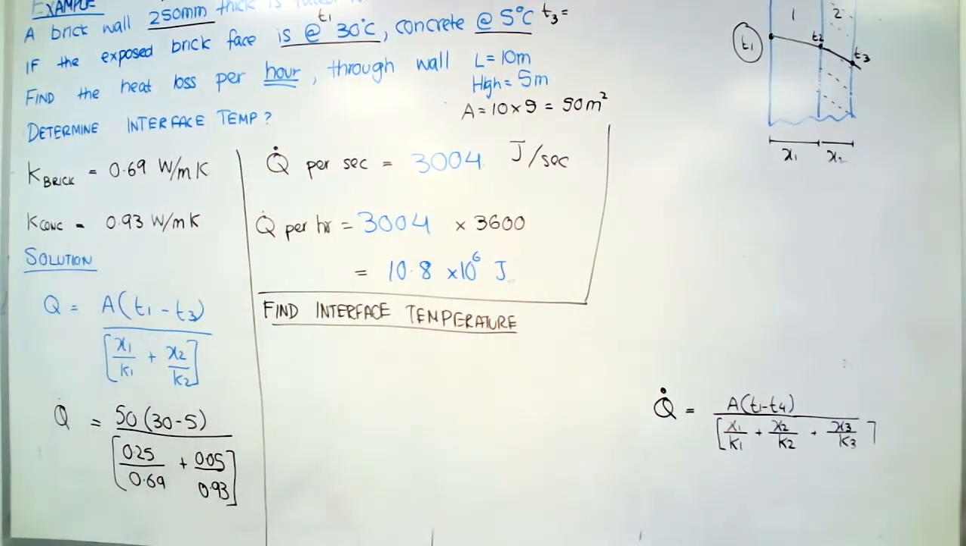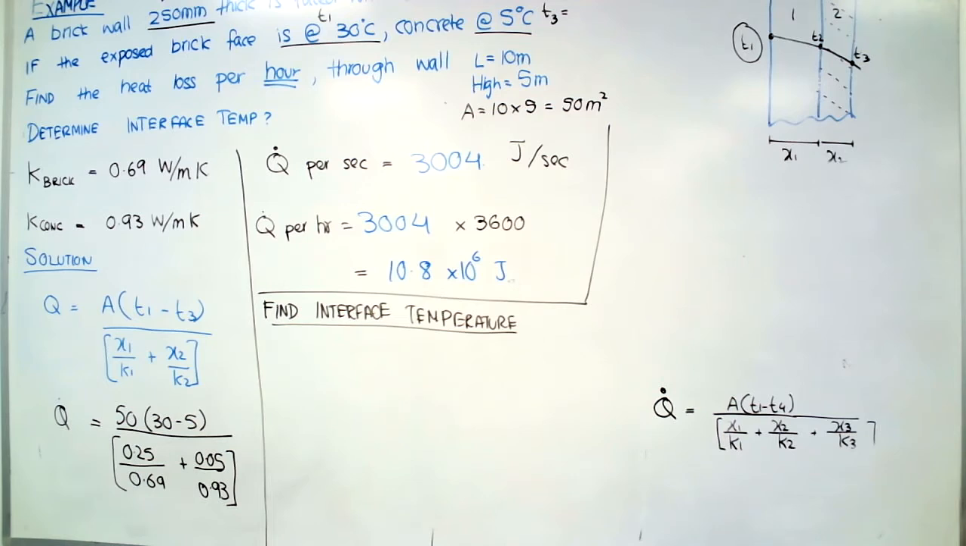Okay, now find the interface temperature. The interface temperature, we got the temperature T1. Now I need to find the temperature T2 between the two interfaces, between the brick and the concrete. So then I can use the formula. Area remains the same, everything remains the same. The T1 is there, but the T2 is the one we are going to find out.